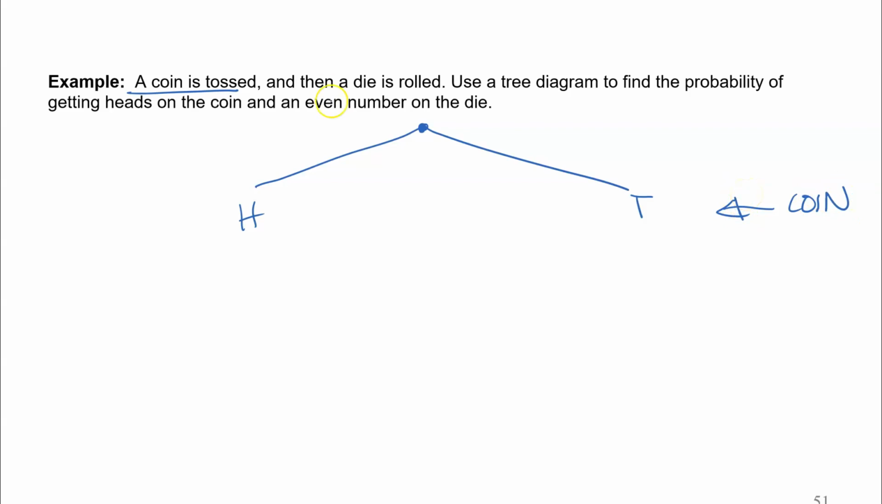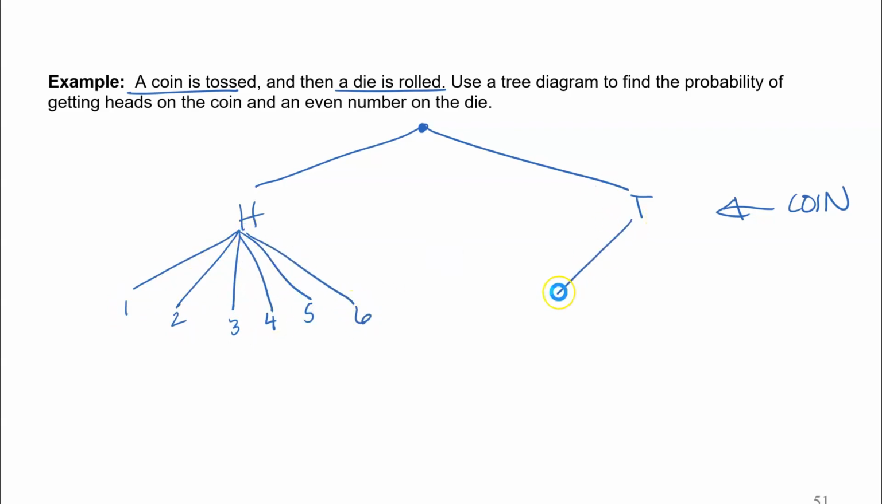And then next, we're going to roll a die. So regardless of what happens on the coin, when we roll a die, we could get a 1, a 2, a 3, a 4, a 5, and a 6. And I'm going to do the same thing over here for tail. And then we can go down all of those paths and write down the sample space.